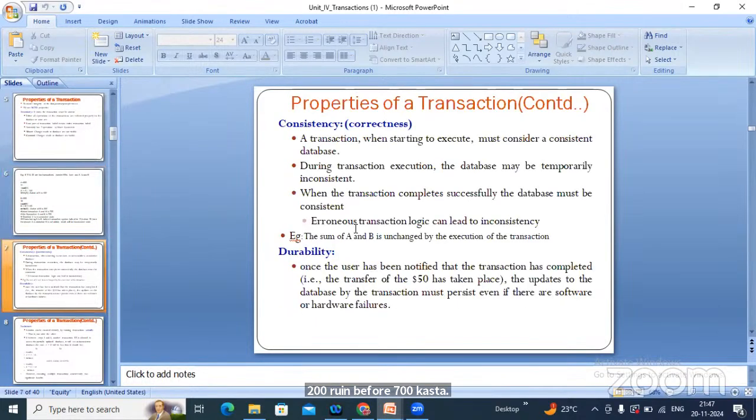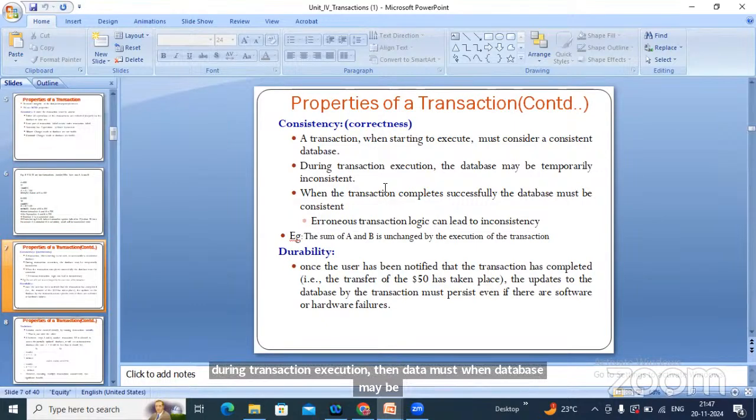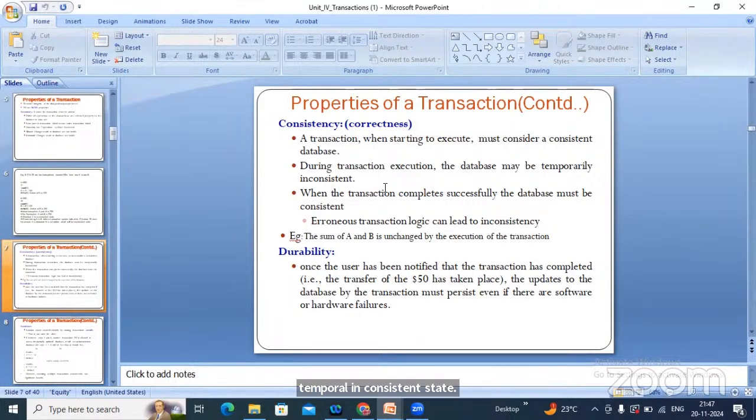That is what atomicity is. Coming to consistency, consistency is nothing but correctness. So when the transaction is going to start its execution, the database should be in a consistent state. During transaction execution, the database may be temporarily inconsistent. The sum of A and B is unchanged after the execution of the transaction.